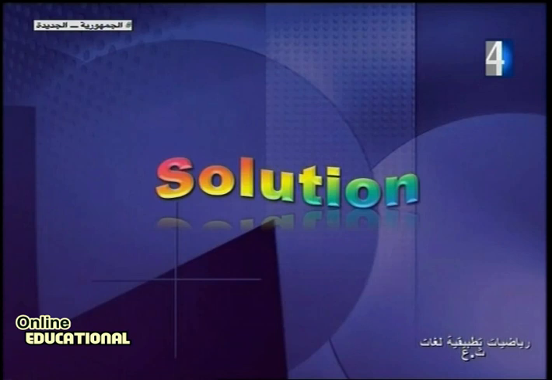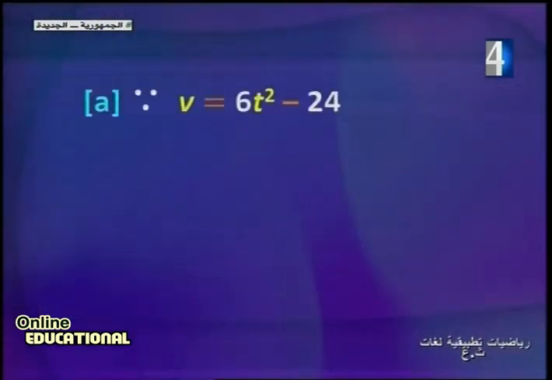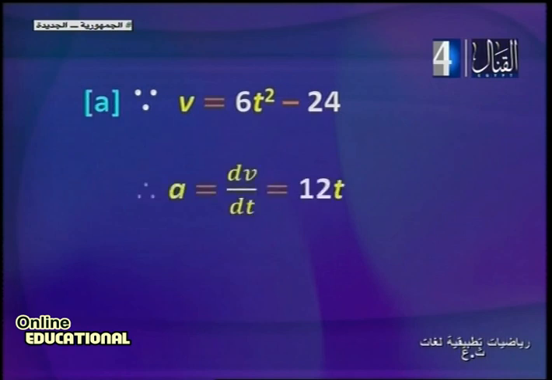Now we have v, the algebraic measure of velocity, equals 6t power 2 minus 24. The derivative of the velocity with respect to time is the acceleration. Then a equals dv dt. The derivative of 6t power 2 equals 12t, and the derivative of negative 24 is 0. Then the acceleration equals 12t.